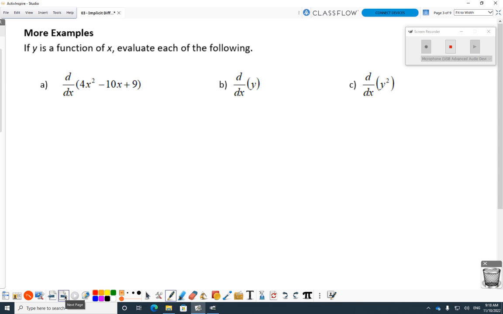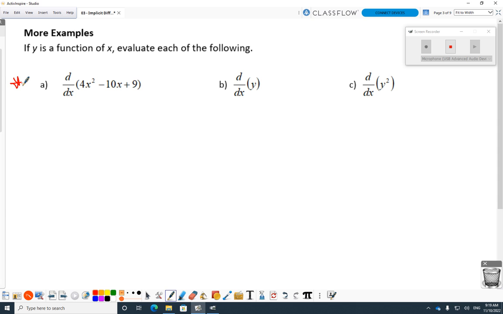These three examples here are the key ones of the lesson. If we can get through these three examples and have you go, okay, well, I get that, if we get that far, life's pretty good. Life's going to be really good in this lesson. Find d by dx of 4x squared minus 10x plus 9.